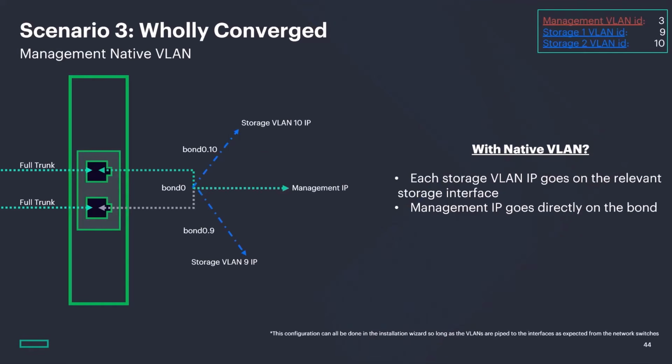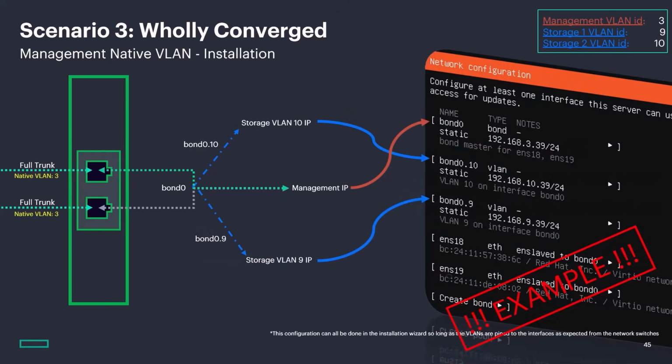Once again, we would have bond 0 for our 2 interfaces, and then we would create a VLAN interface for each storage network, and that'll handle tagging for the storage. Then you IP those as necessary. Now for the management network, we don't create the VLAN interface, and we would configure the management network as the native VLAN on the switch, so the switch will take care of the VLAN tagging for us. And from there, you still IP things the same way, right?